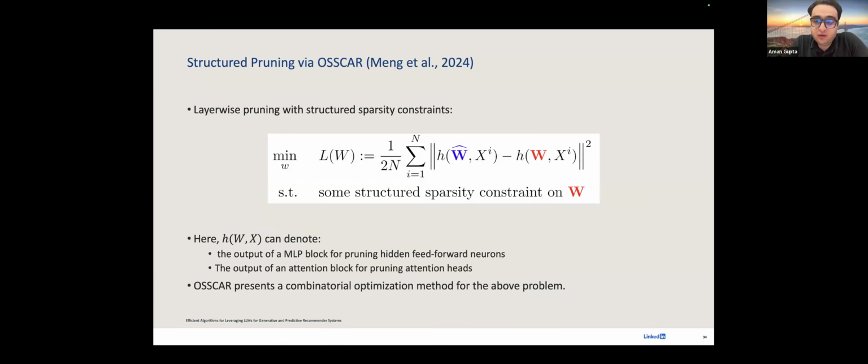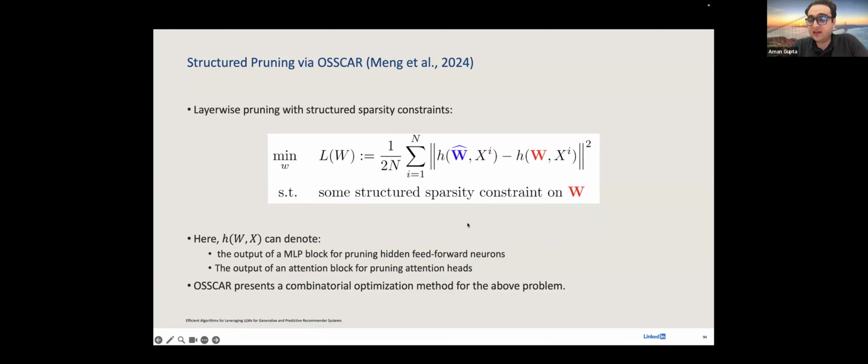Again, here I'm going to discuss Oscar, which is a layer-wise structured pruning approach. Very similarly to the case of unstructured pruning, we use a layer-wise approach. Here, H is the output of some component. For example, if you are pruning MLP layers, this can be the output of the MLP block. Or if you're thinking about the attention mechanism, this can be the output of the attention block.